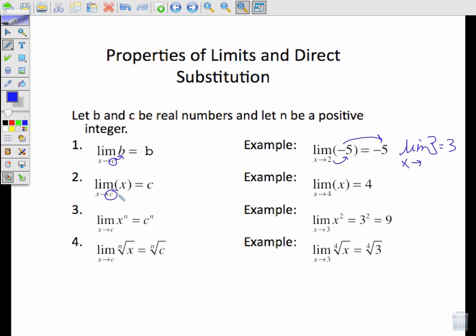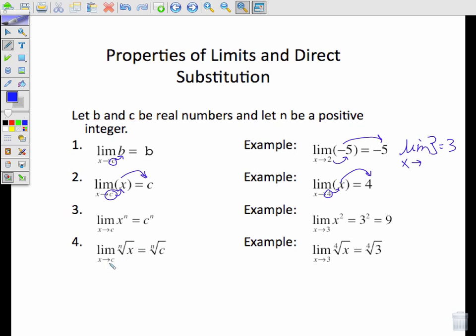Here, if I try to substitute on the second one, I can actually put the c in for x and the output would be c. So it's kind of like evaluating functions. Here's an example here with 4. So if I put 4 in for x, then the output is 4.